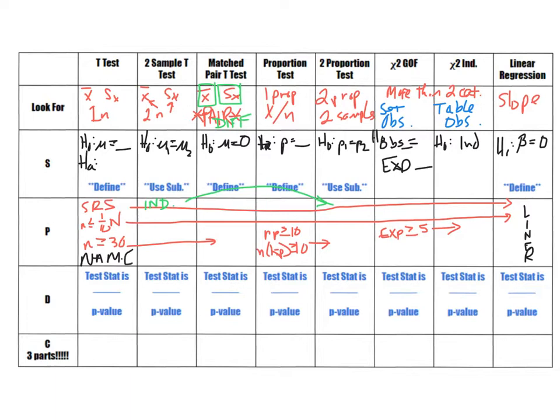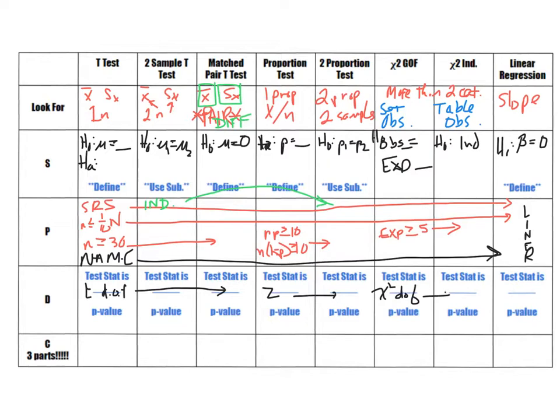Okay, the do portion of this is all done with the calculator. Tell what the test statistic is. So for t, of course, it's a t. So remember your degrees of freedom. Remember, you could do that as a subscript for those two. For a proportion test, it's a z. Here it's a chi-square, and remember again, degrees of freedom. And here it's a t, so remember degrees of freedom.